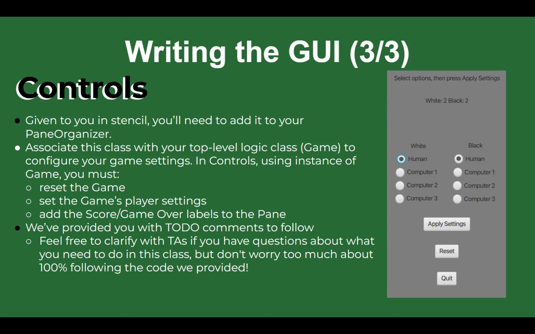So you need to figure out when you're going to reset the game, how you're going to set the game player settings, maybe using methods from your game class, and you're going to have to add a score and a game over label to the pane. In the controls class, there are pretty good green TODO comments for where you should add your code and what you should add. And this is definitely something you can come to hours to ask us about if you're confused about anything in the controls class, because you didn't write it. So maybe something's new to you and we can explain it.